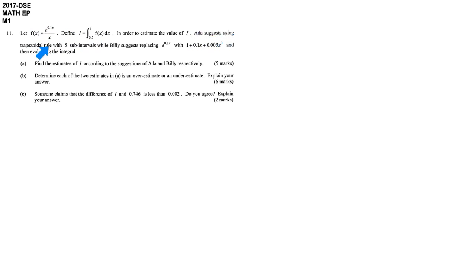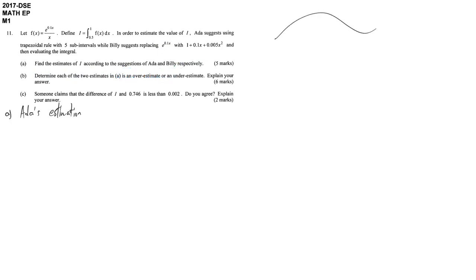Ada suggests the first method, using the trapezoidal rule. BD suggests another method, by replacing this with an approximate function with two terms. And then in part A, they ask us to estimate by using both methods.